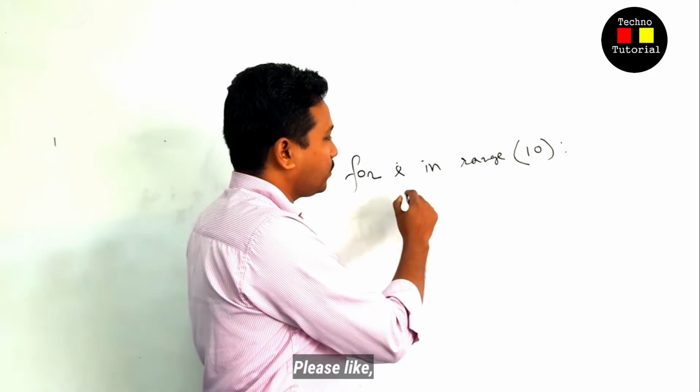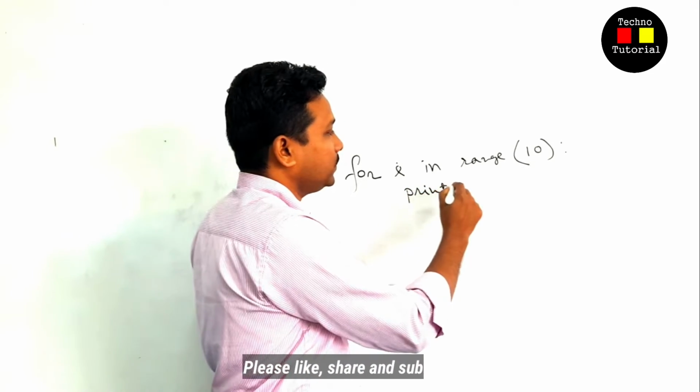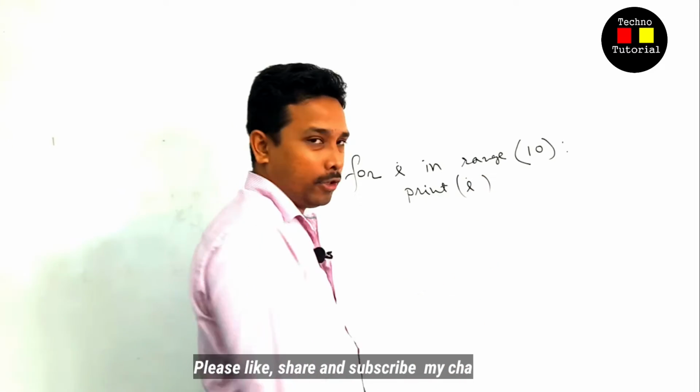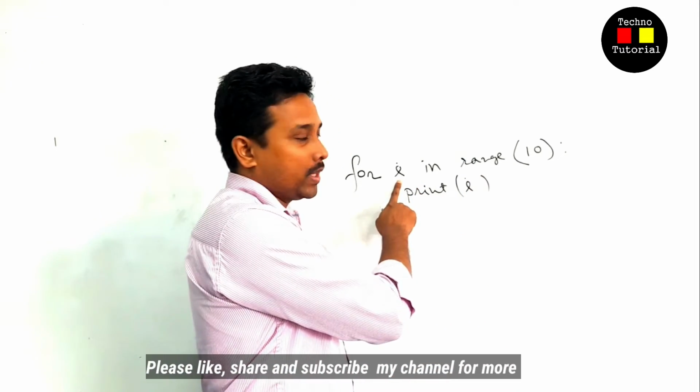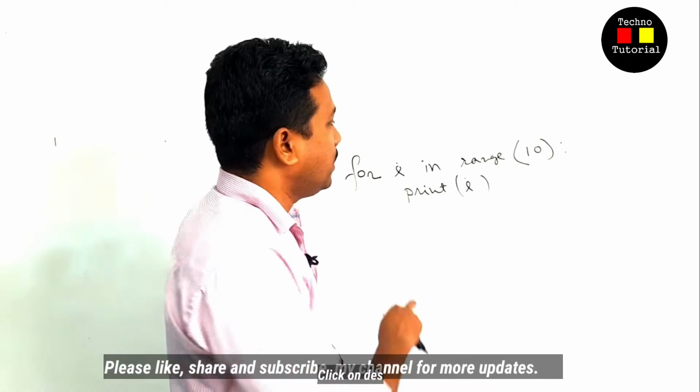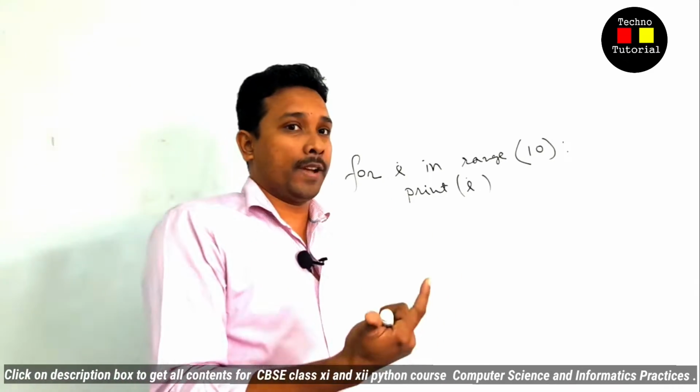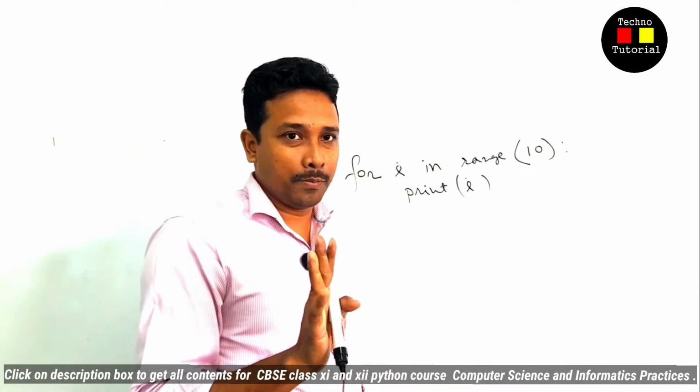So here if you are going to write print i, what will it do? It will display the value of i. Now the thing that you have to understand is what the first value of i is and what the last value of i is. This is the important thing, right?